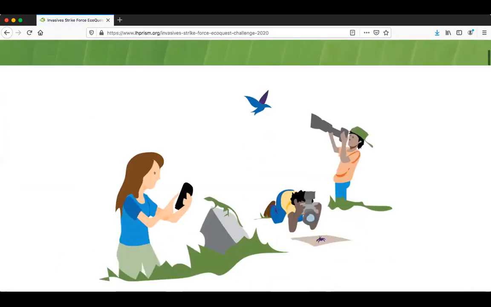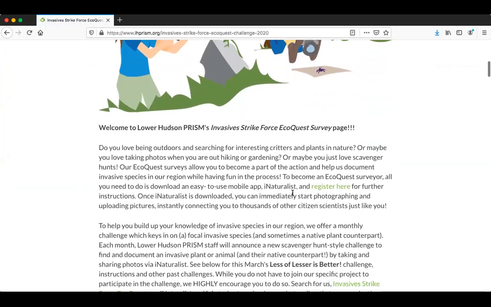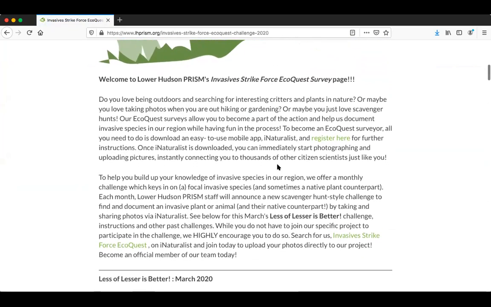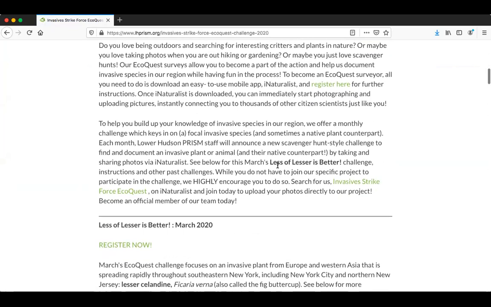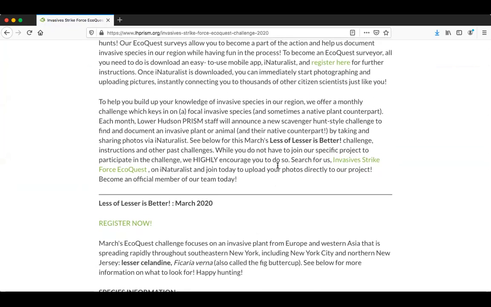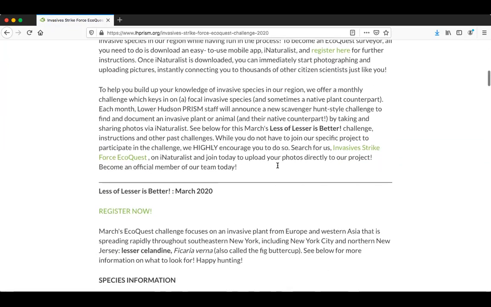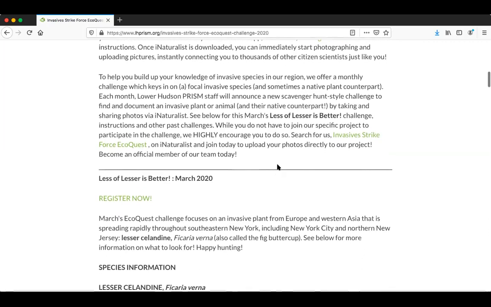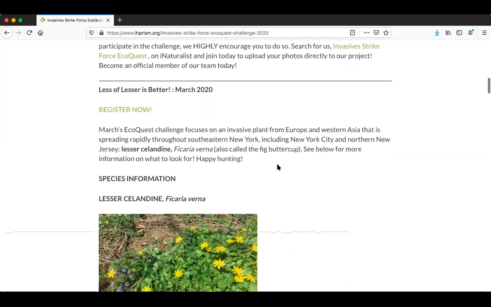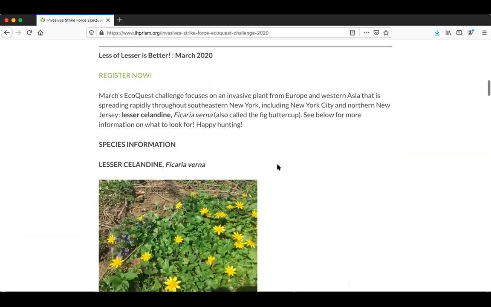You can see it uses Seek and iNaturalist. It takes you through what the challenges are, with a little introduction here. For example, this training session is being recorded in March, so our current challenge is on lesser celandine. If you go to this EcoQuest Challenge website, you can register by clicking on this link here for our March challenge in 2020. If you're viewing this in April or a later month, you can go to this website and you'll see what the current challenge is.